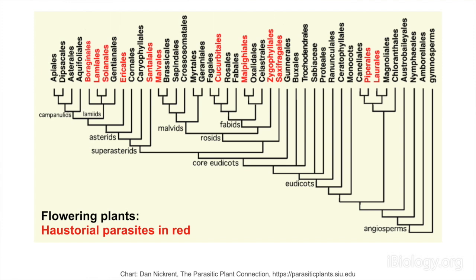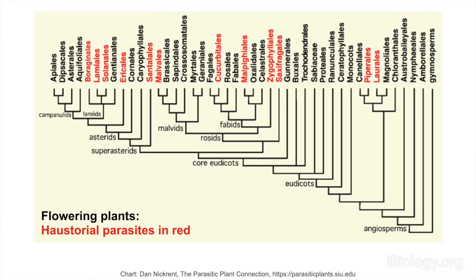Now, here we have a phylogeny of angiosperms, or flowering plants, and this phylogeny comes from Professor Dan Nickrent, who maintains the Parasitic Plant Connection website. Check it out for more information on and great photos of parasitic plants. So in this phylogeny, we're seeing a tree-like structure that shows us the evolutionary history of the plant groups labeled on it. And any plant groups labeled in red include haustorial parasites.